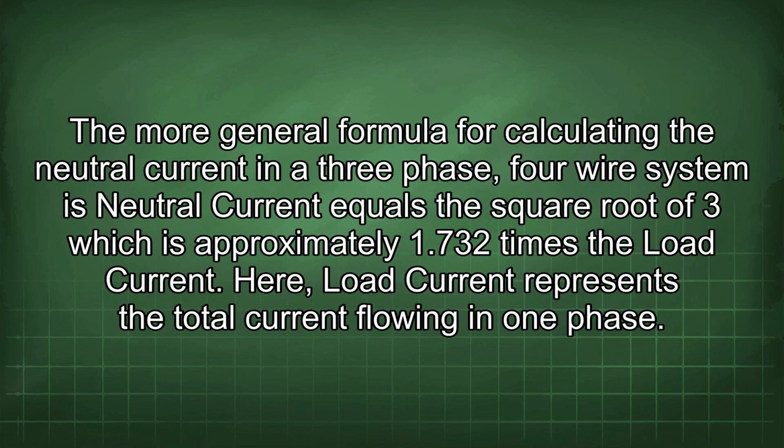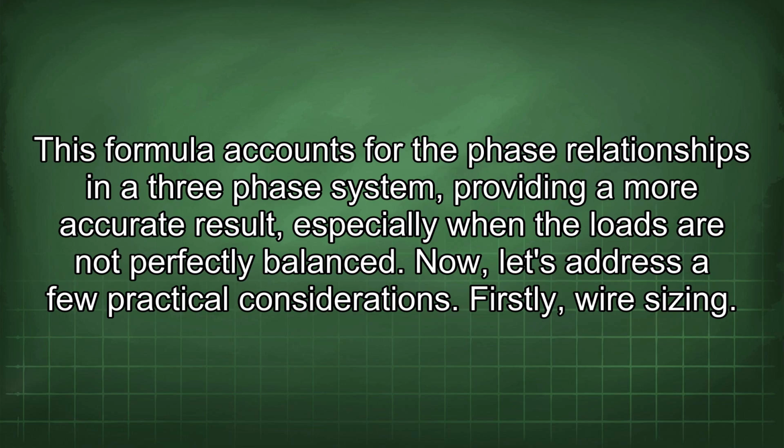The more general formula for calculating the neutral current in a three-phase, four-wire system is neutral current equals the square root of 3, which is approximately 1.732 times the load current. Here, load current represents the total current flowing in one phase. This formula accounts for the phase relationships in a three-phase system, providing a more accurate result, especially when the loads are not perfectly balanced. Now let's address a few practical considerations.